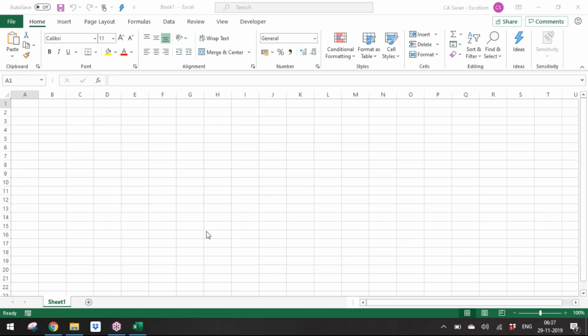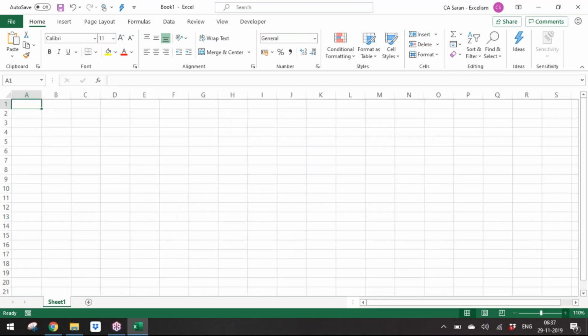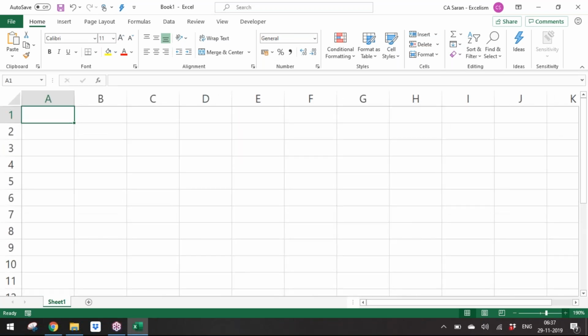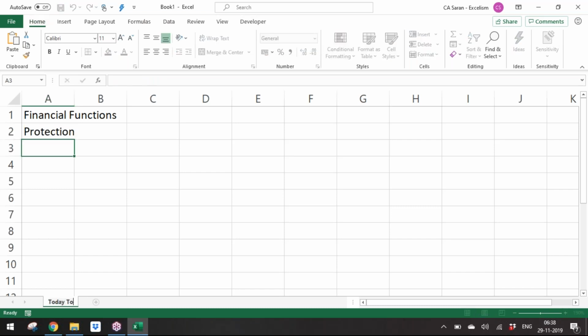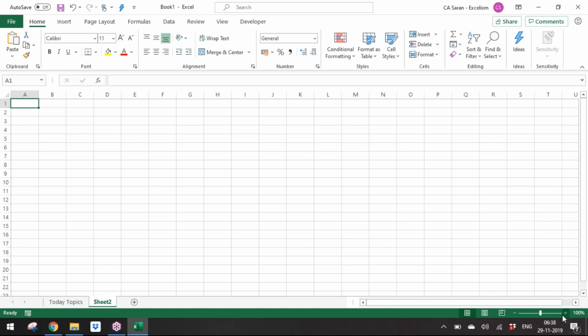Please concentrate. Financial functions are one of the very important sets of functions, especially for the people who are into the finance domain. So today's topic is financial functions, and the other one is protection. We'll cover it elaborately. Let us look into the financial functions.